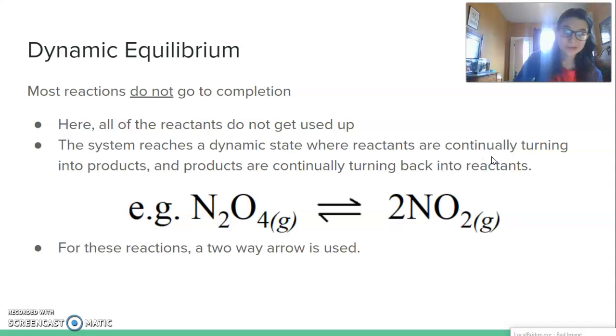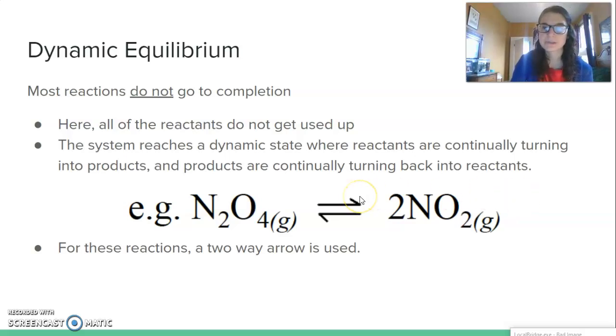But some reactions, most, do not go to completion. So all reactants do not get used up. The system reaches what we call a dynamic state, where reactants are continually turning into products, and products are continually turning back into reactants. So that dynamic state is what we call equilibrium. And for these reactions, we use a two-way arrow. So the two-way arrow tells us that the reaction is proceeding in two directions at the same time. It's not just one and then another. It's at the same time. There's a forward reaction where N2O4 is converted to 2 moles of NO2, and a reverse reaction where 2 moles of NO2 is converted into N2O4.